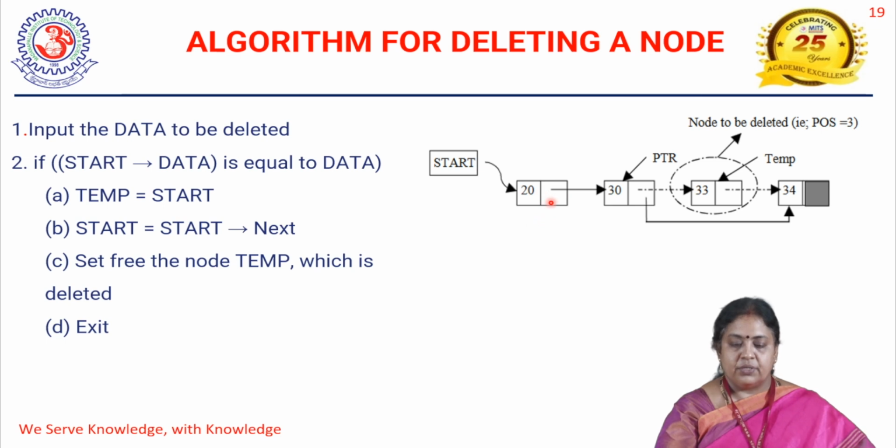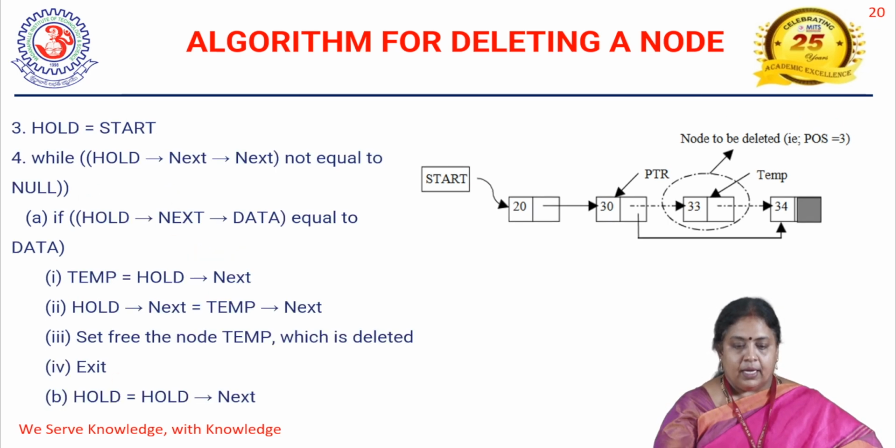Suppose you want to delete 20 and it is equal to 20 only, then you are making this as temp. Then start equal to start of next. So we are going for the next one. This is a temp and this is a start only. So start equal to start of next. So this becomes a start and we are going to delete the node. Whatever node is temp, we are going to delete. Set free the node temp. Like that we can delete a node.